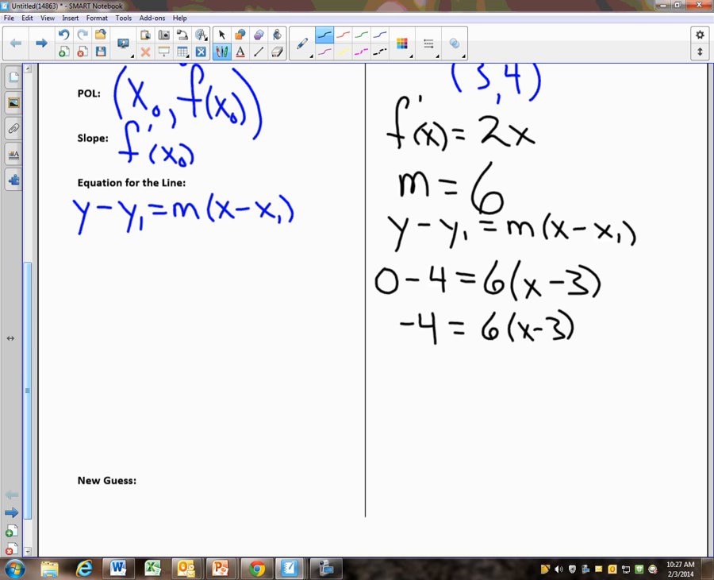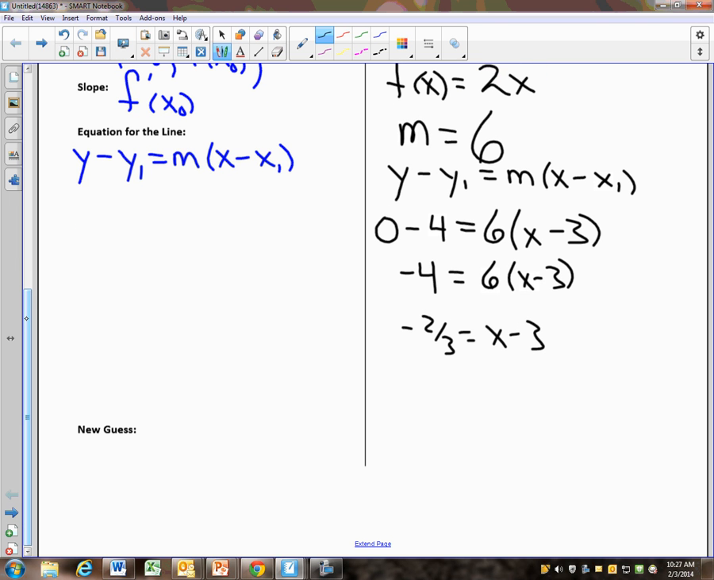We divide by 6. Negative 2/3 equals x minus 3. I'm sorry. For some reason, when I saw you pass Algebra 1, Algebra 2, and College Algebra, I was thinking I could divide by 6 without distributing. Just don't know what's going on.